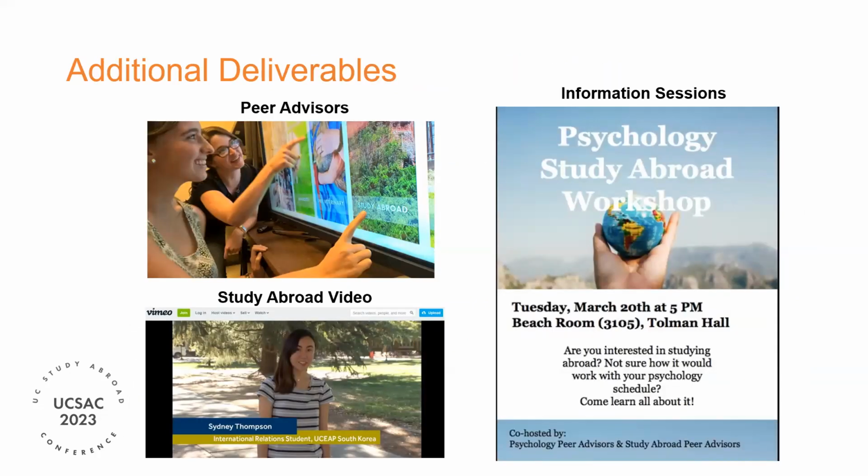So the grants encompass a lot more besides just the grant requirements, and we've had a lot of innovative projects over the years. Some other examples of common deliverables include hiring peer advisors to work on the grant and advise students, creating videos interviewing UCEAP returnees, and hosting information sessions coordinated with your local study abroad office. Another common outcome is incorporating study abroad into freshman and transfer student orientation if it's not already there, and reviewing department policy on study abroad.